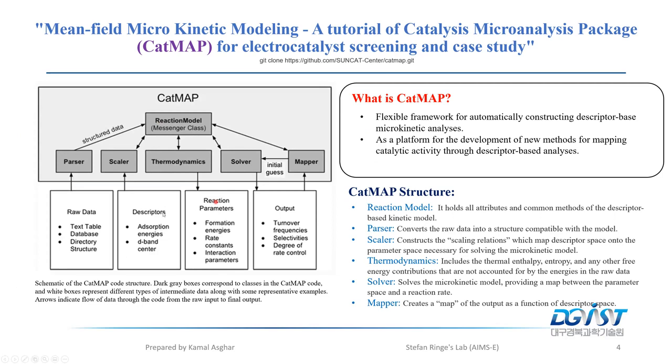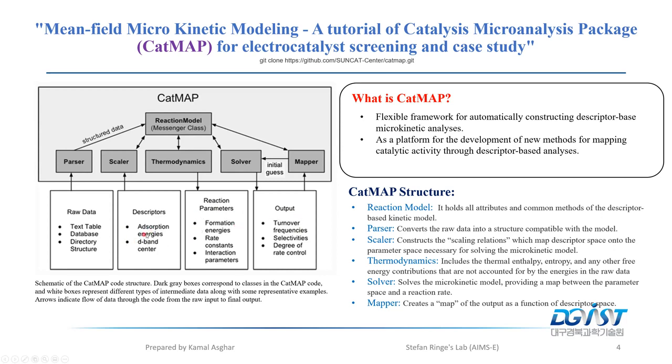We can see in this schematic diagram of CatMAP, all these dark gray boxes correspond to classes in CatMAP. There are 5 classes: parser, scaler, thermodynamics, solver, and mapper. While the white boxes represent different types of intermediate data along with some representative examples. So representative examples are raw data, descriptors, reaction parameters, outputs.